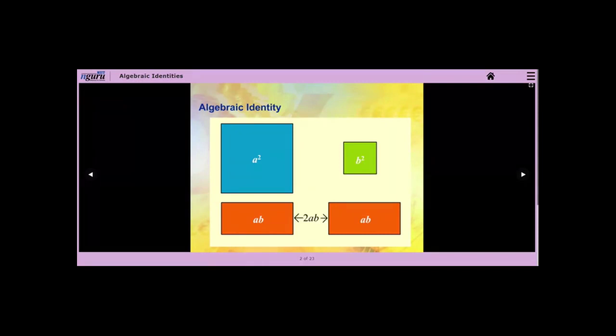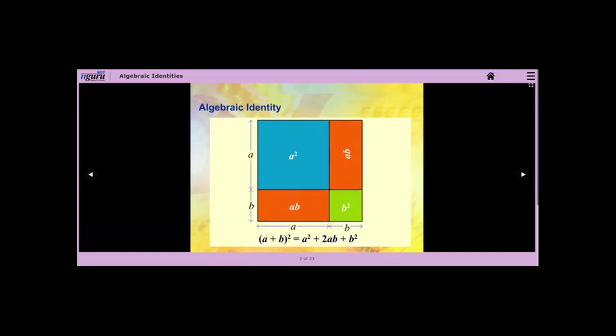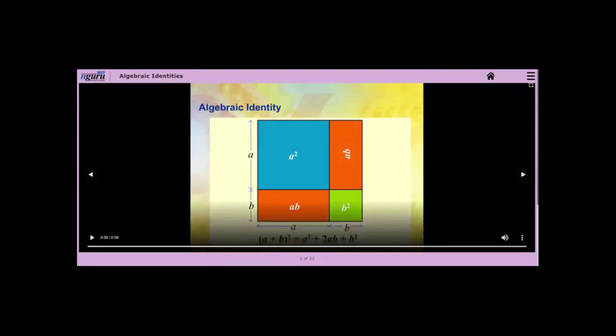Now, let's join all these geometrical shapes to make a square. Observe that this square has side a plus b and its area is given by a plus b whole square, which is equal to a square plus 2ab plus b square. Did you understand? Yes, ma'am.